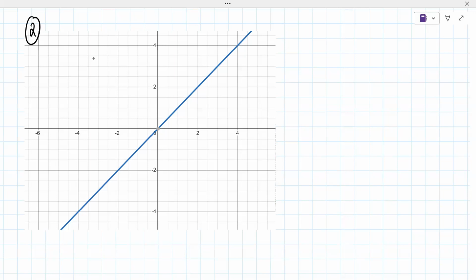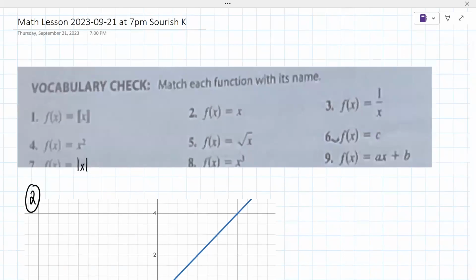That looks a lot like a linear function. Okay, it's a line. Yes, it's a line, but it looks a lot like the linear function where it's an x. Okay, well, that's what I graphed. I graphed number 2. So which of the options says linear function? Which of those? A, B, C, D, and so on.